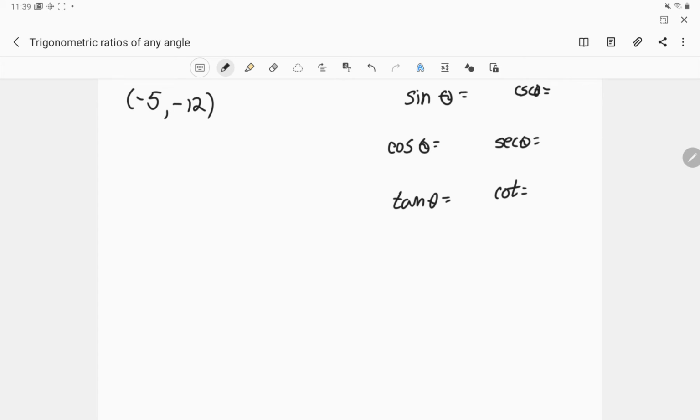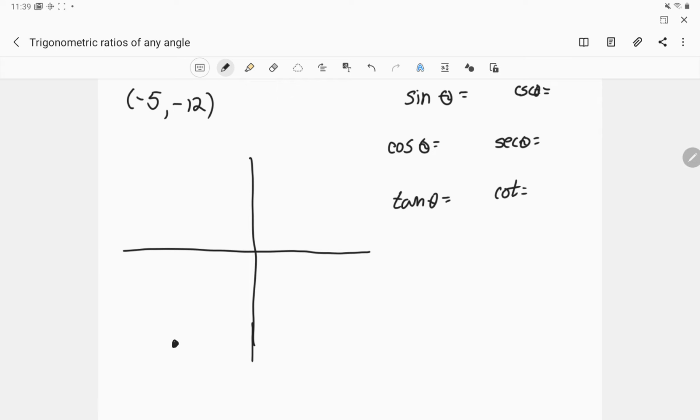And they put a lot of language in there. They say the point -5, -12 lies on the terminal arm of an angle theta in standard position where theta is less than 0. Determine the exact values of the 6 trigonometric ratios. Don't freak out about all that language. Take all that language away. You have a point -5, so back 5 and down 12.